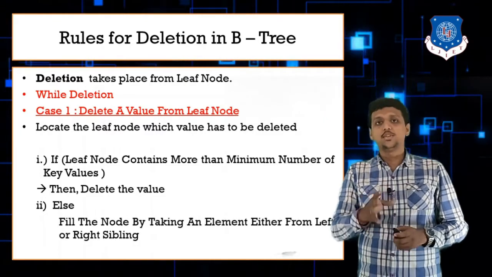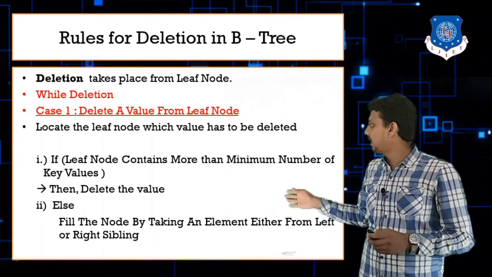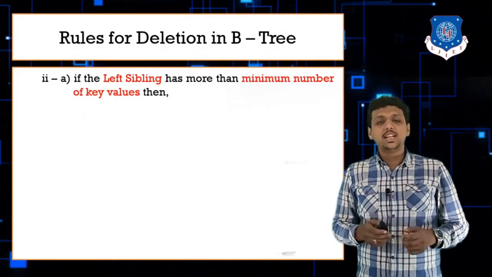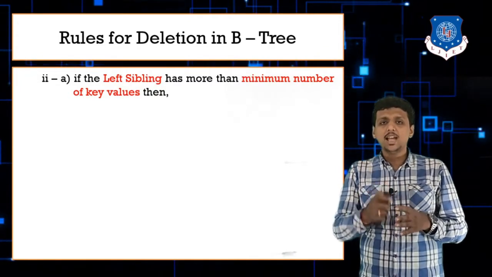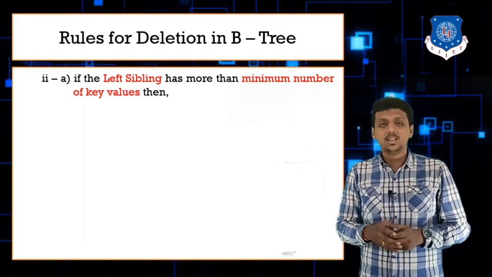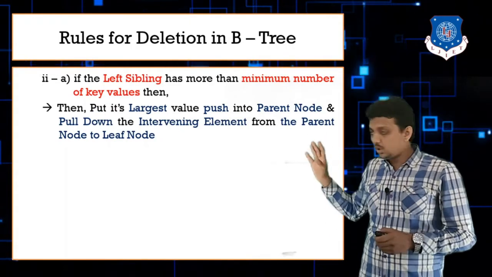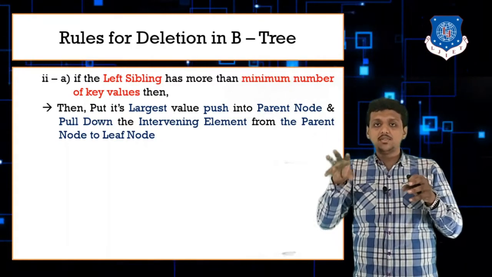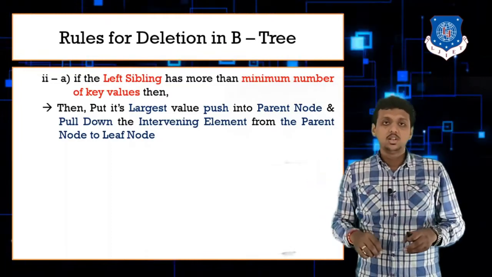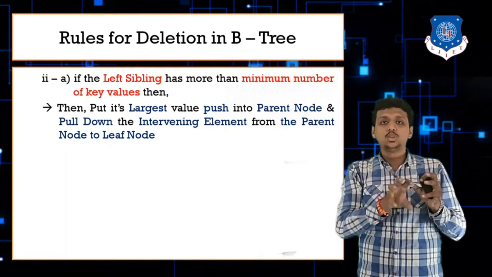If a leaf node does not contain the minimum number of values, students, then you need to take a value from the left sibling or right sibling of that leaf node. So how can we select the left or right sibling? If your left sibling has more than the minimum number of key values, then take the largest value from the left sibling and push it into the parent node, and take the intervening value. Students, what does it mean by the intervening value? We will see in the example. So take the intervening value from the parent node down to the leaf node.